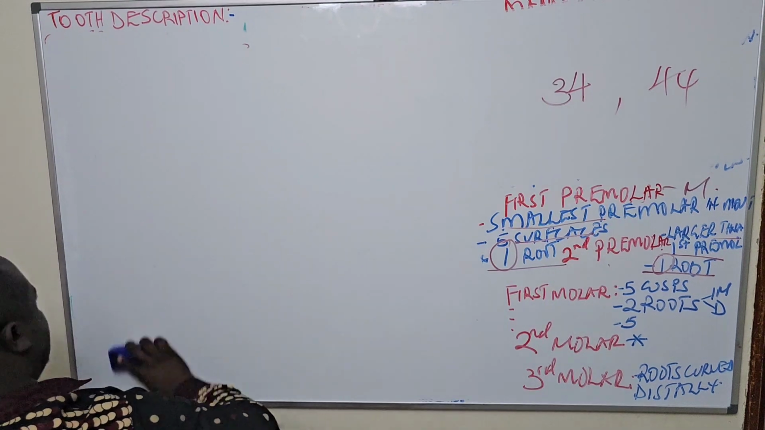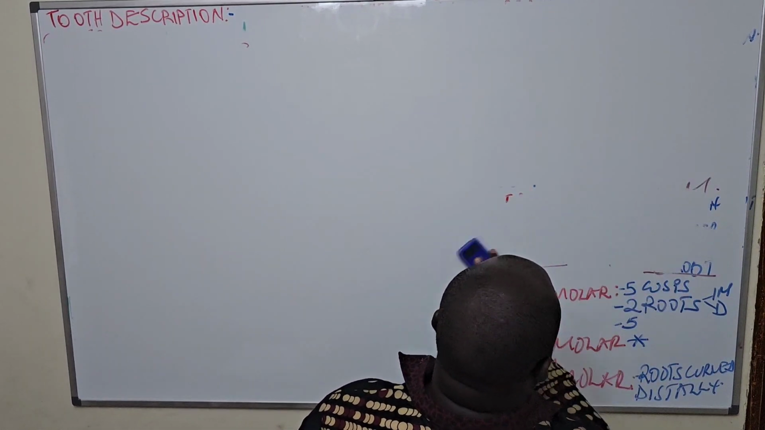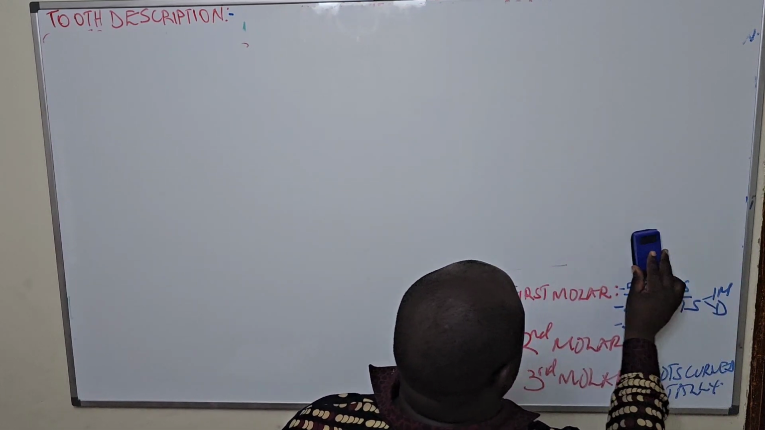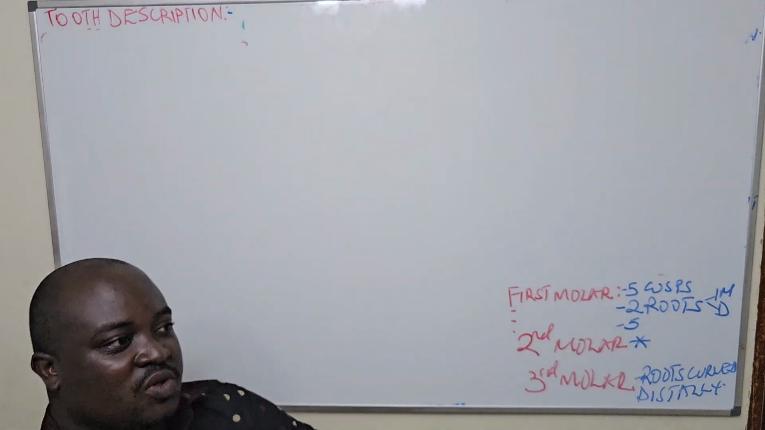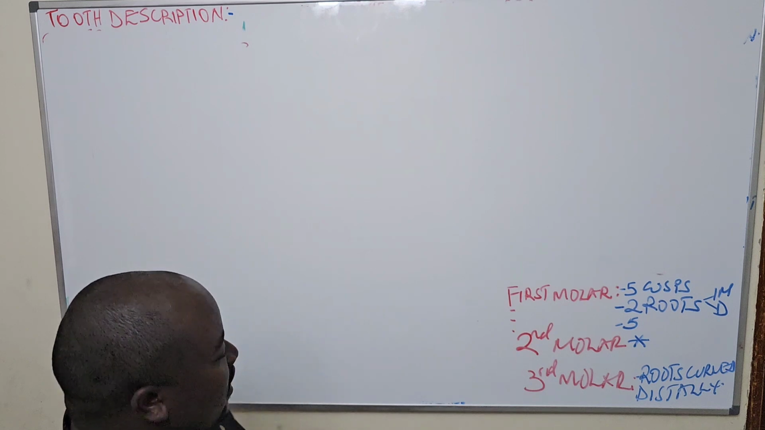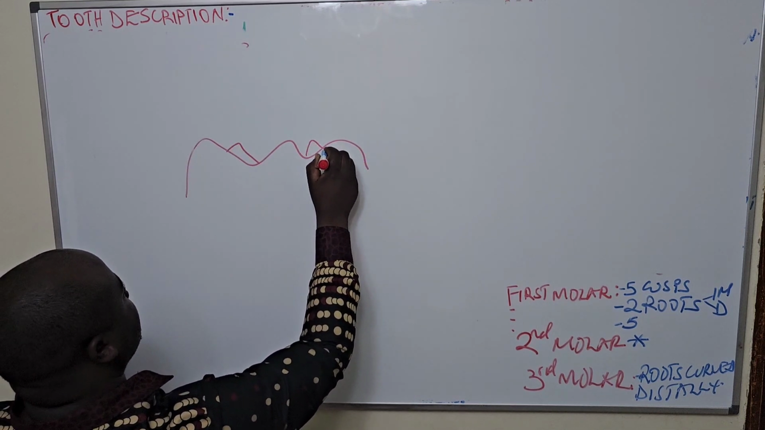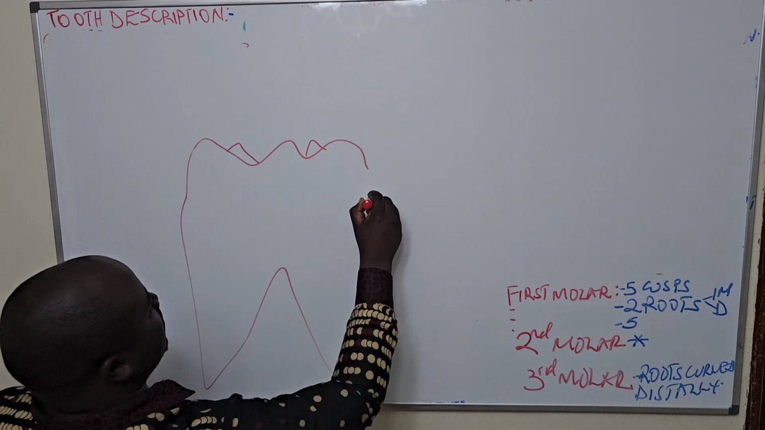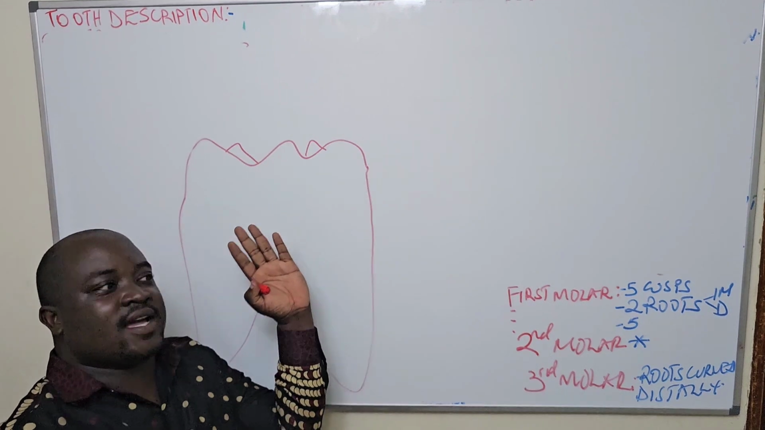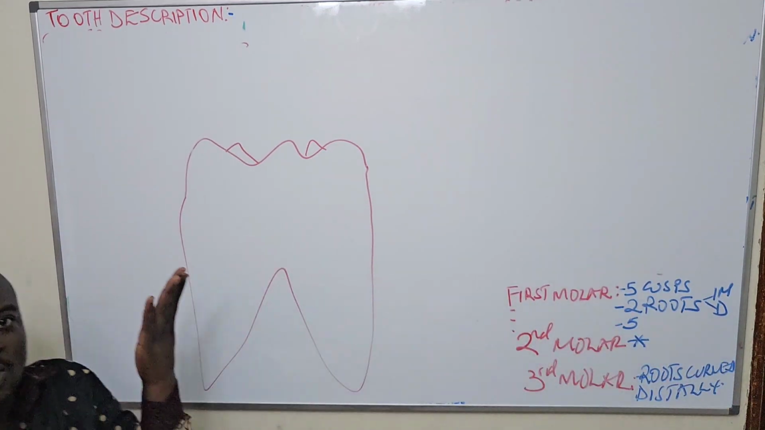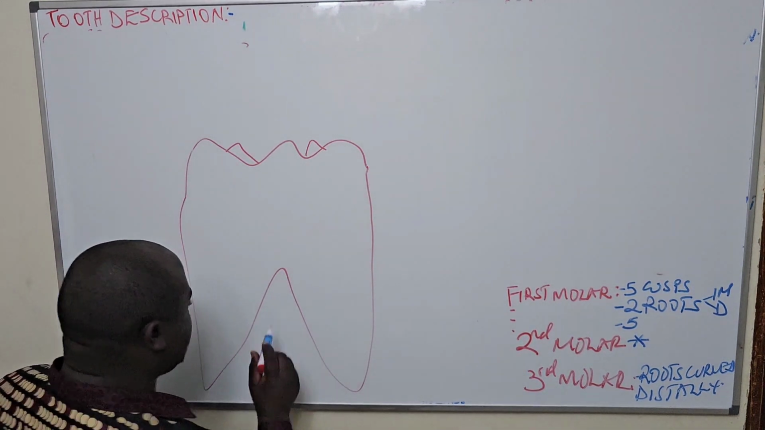Lastly, we shall talk about the mandibular molar. The mandibular molar is a very important tooth, a tooth which is used in chewing, and it has 5 surfaces. It has 5 surfaces, meaning we have buccal towards the cheek, lingual towards the tongue, mesial towards the midline, distal away from the midline, and of course occlusal. It has 2 major roots.